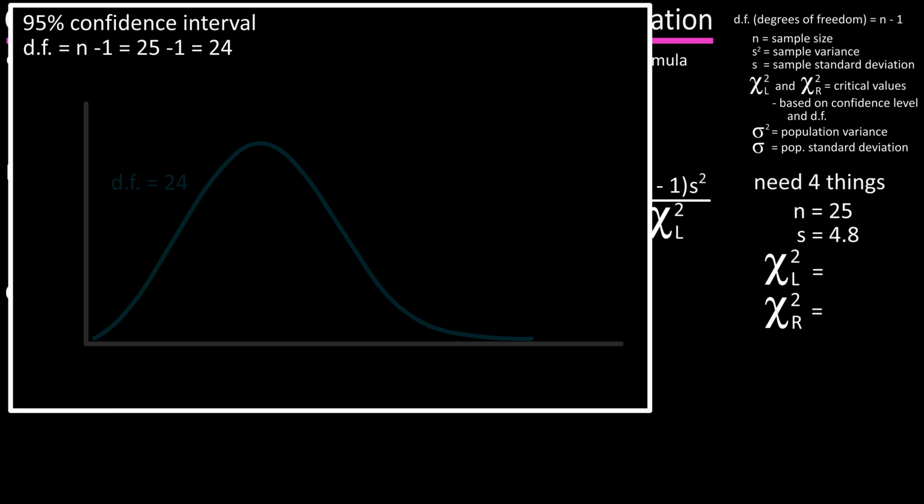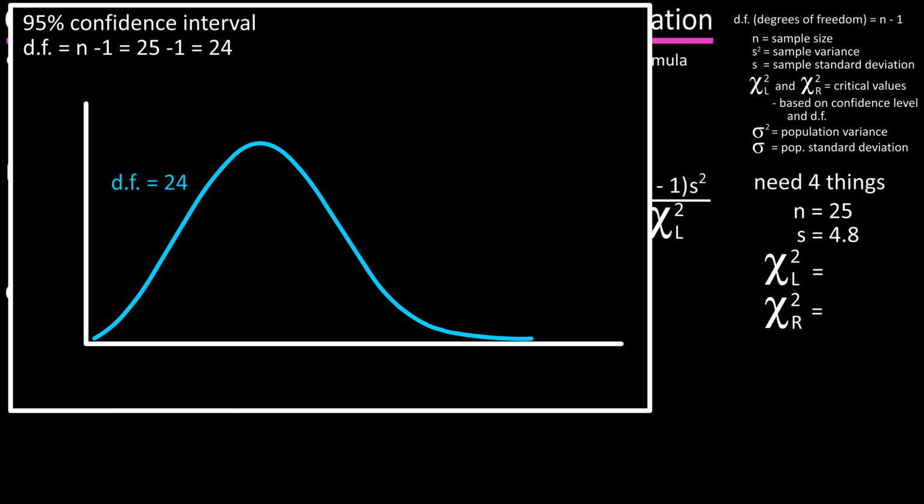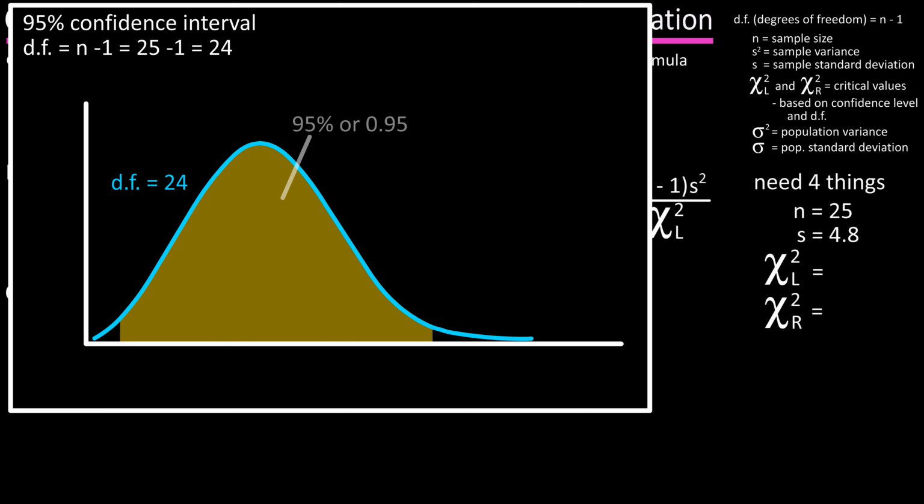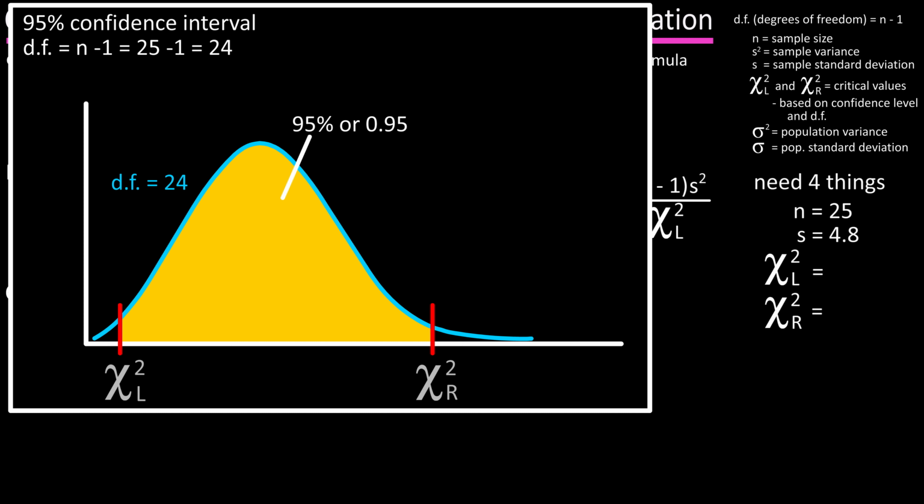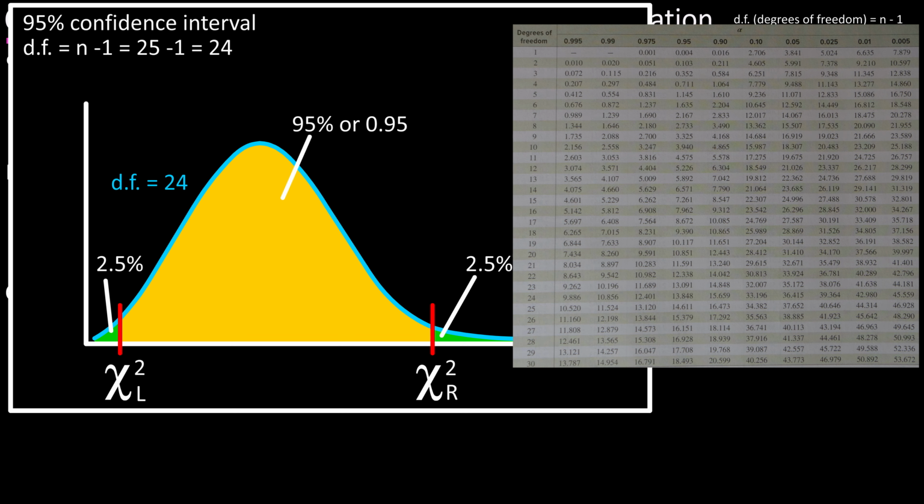Here's an example of a chi-square curve with 24 degrees of freedom. In this middle section we have 95%, our confidence interval. These two red lines are our critical values, chi-square left and chi-square right, and we have 2.5% outside each of these lines. Now to the chi-square distribution table.